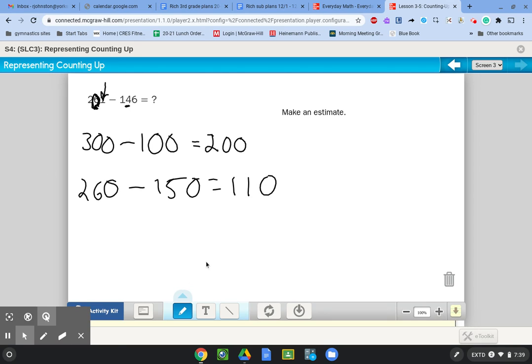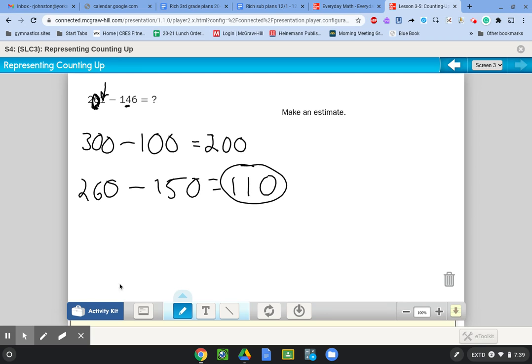So you can see I have a big difference here in my estimates. And it's because this one is rounded to the nearest 100, which almost all the time is not going to be as close as if you round to the nearest 10. So I think I'm going to go with this as my estimate. I think that's going to be a closer estimate. Well, now we have to do the work, right?